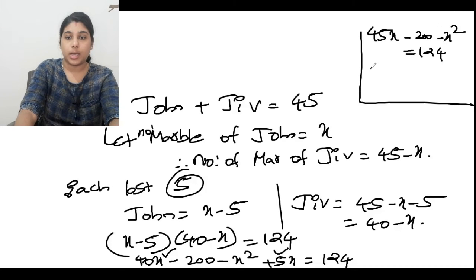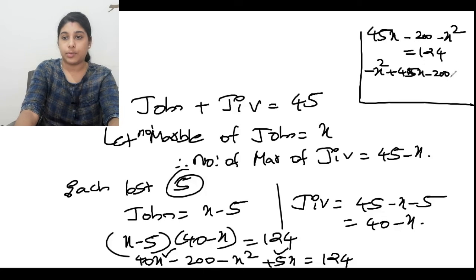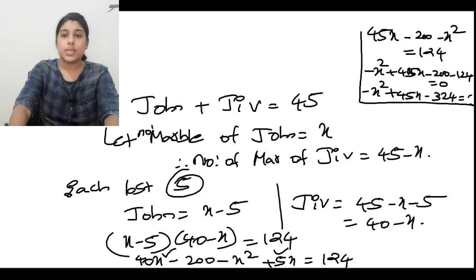So I am writing in the correct order: minus x square plus 45x minus 200, and the 124 on the right hand side I am taking to the left hand side, minus 124 equal to 0. So this will be minus x square plus 45x minus 324 equal to 0. So we got a quadratic equation.